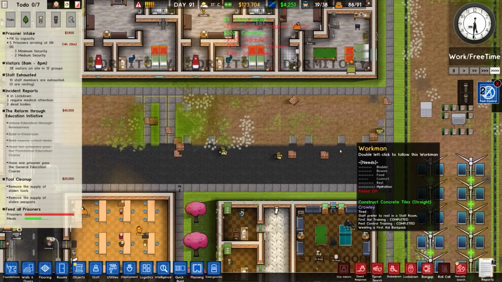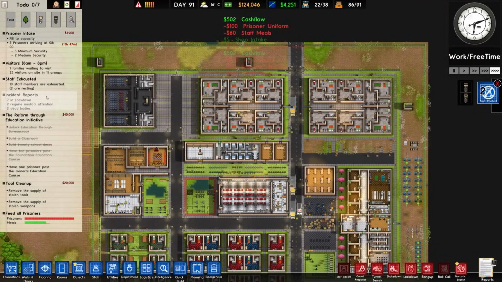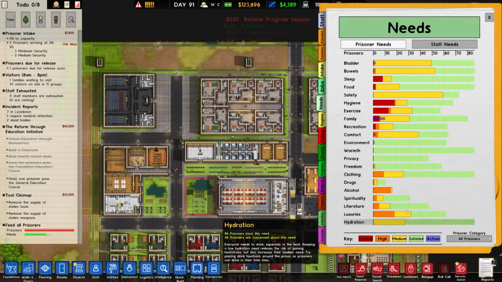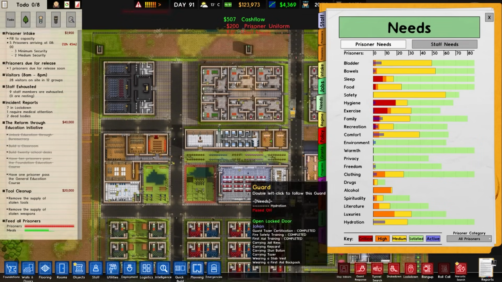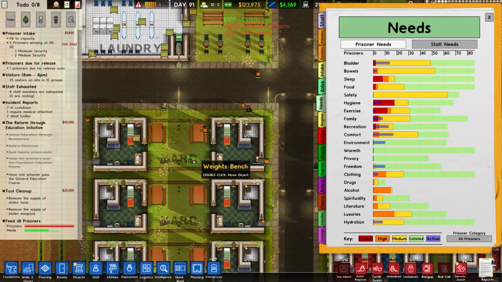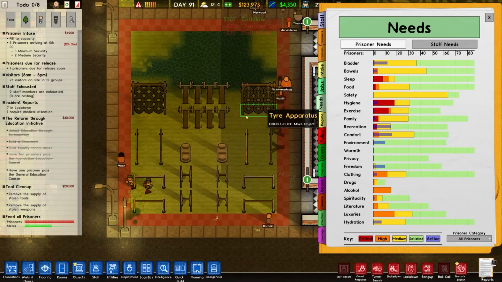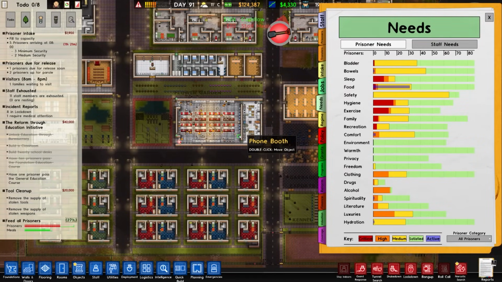But anyway. How are we doing for the pest control? It seems to be okay. That danger level is not good. 27 prisoners have serious complaints. It seems to be exercise need, and I'm not too sure why. Because there's weight benches. There's people. There you go. Look, there's people on that thing there. How curious.